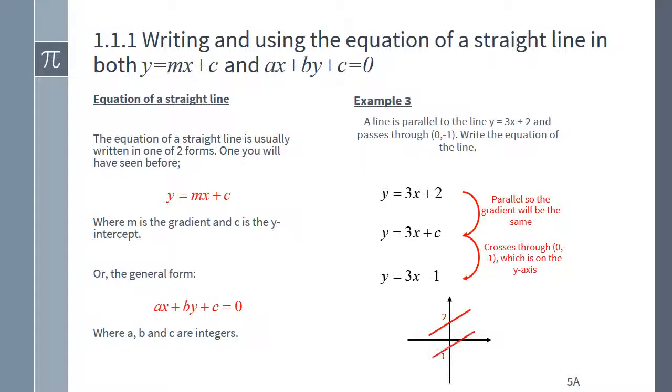There's the original line, there's our new line. Parallel, same gradient.